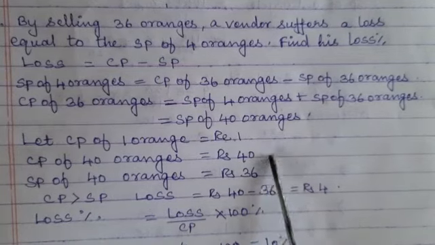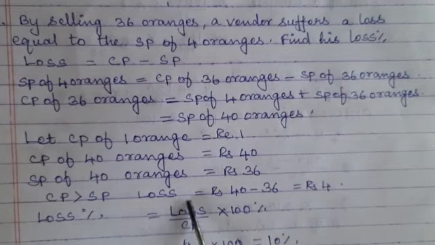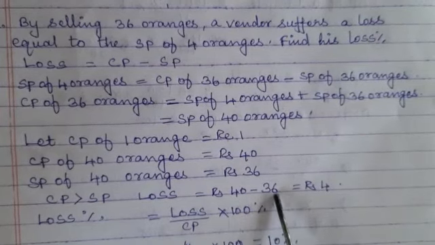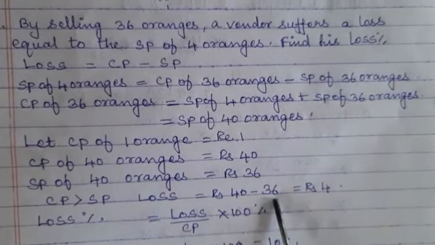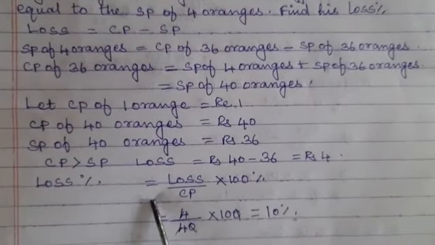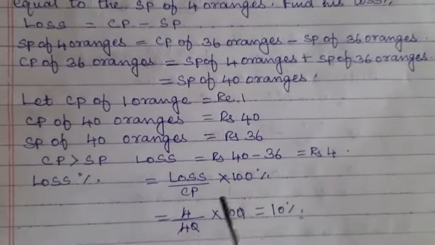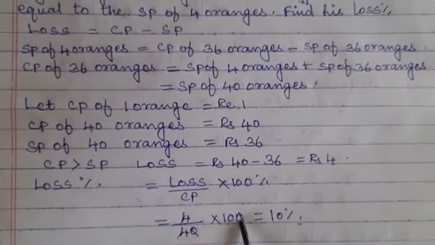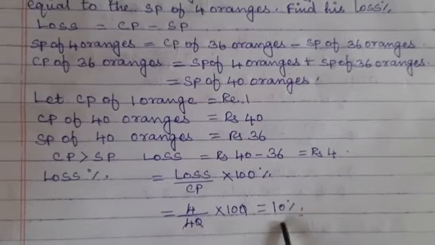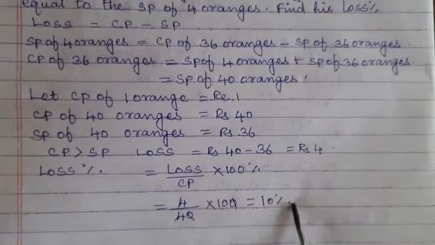Okay. Then we will compare it. Here CP is more than SP. So we will get loss equal to CP minus SP. So rupees 40 minus 36, which is equal to rupees 4. Then loss percentage is equal to loss by CP multiplied by 100%. So 4 by 40 multiplied by 100. After calculation, you will get 10%. So loss percentage is equal to 10%.